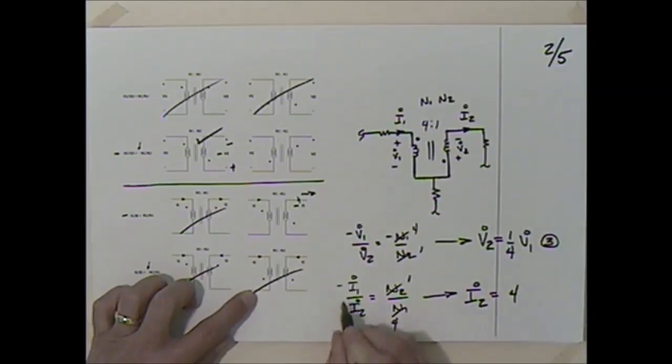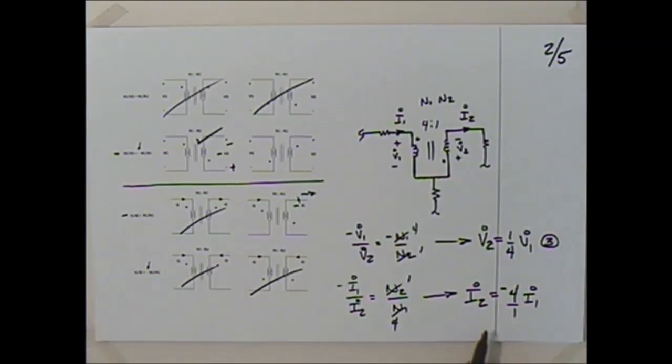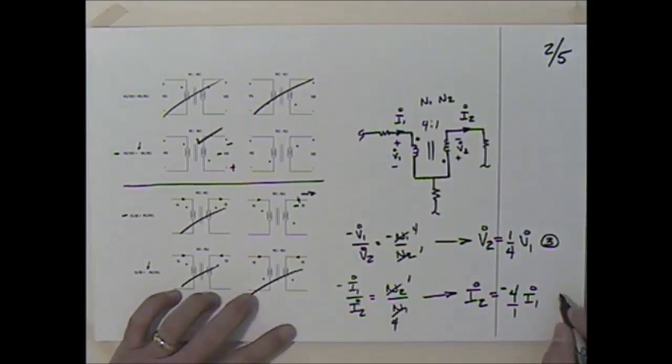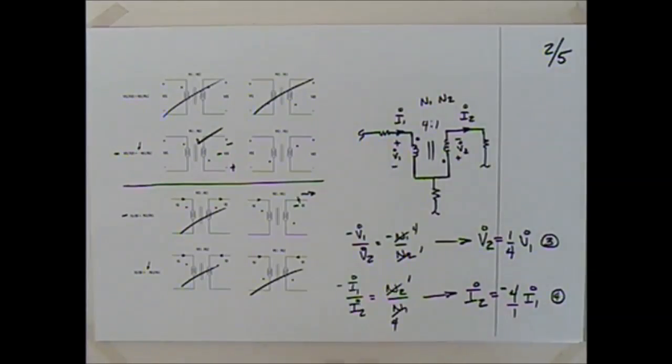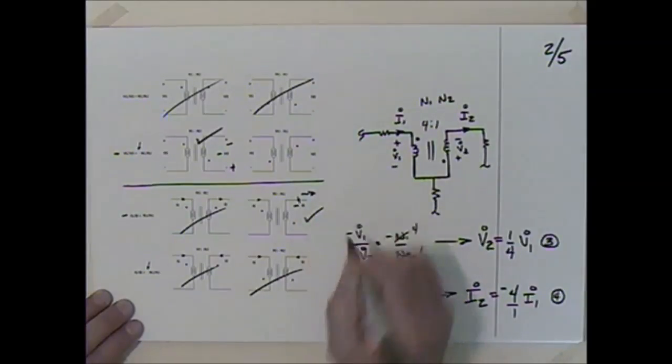And I only have this one negative. It comes from having to flip that around, so I would have a minus 4 over 1, if you want, minus 4 over 1 times I1. Is that correct then? I2, 4, yes, that would be correct. And we would list this then as equation 4. So let me double check these here. V2. Yes, I think that's what we want, and I'll say that we were using that one there.